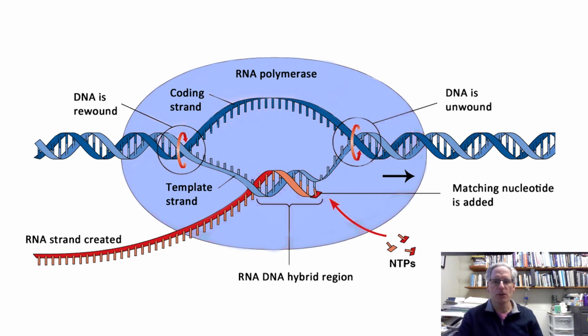DNA is converted into RNA. I think a more accurate way to say that would be an RNA molecule is made using the DNA sequence as its pattern, as its template. That process by which you make an RNA copy of one of the strands of DNA is called transcription. Transcription in eukaryotic cells takes place in the nucleus.